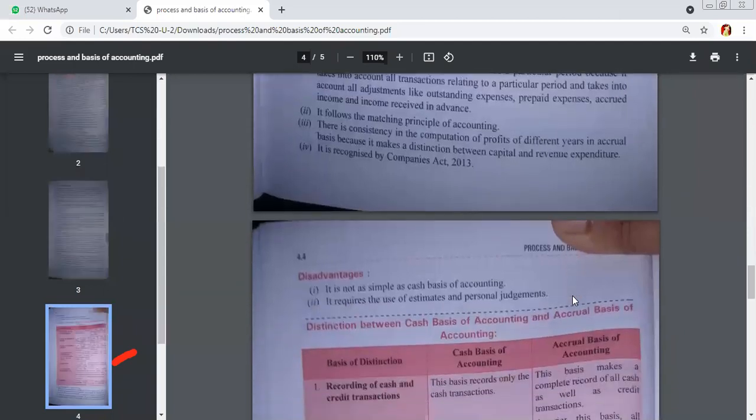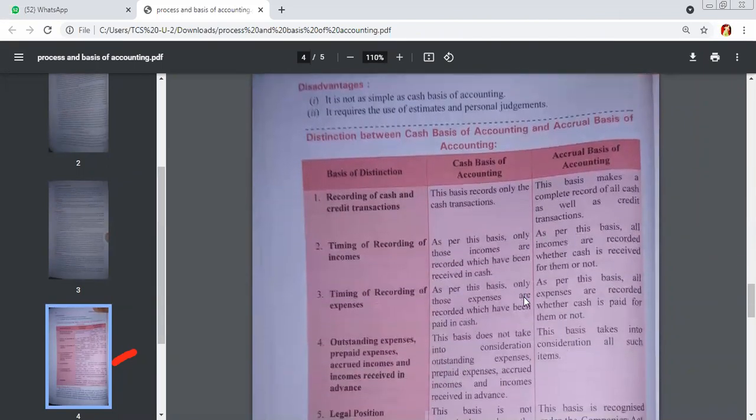It is recognized by the Companies Act 2013, but it also has two disadvantages. It is not as simple as the cash basis of accounting, and it requires the use of estimates and personal judgment.